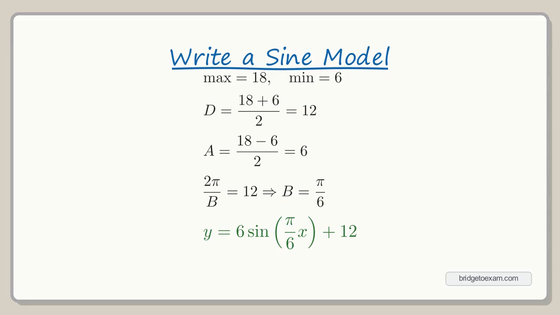The midline is 12 and the amplitude is 6. Since the curve starts at the midline increasing, use sine. The period equation is 2 pi over b equals 12, so b equals pi over 6. A model is y equals 6 sine of pi over 6 times x plus 12.